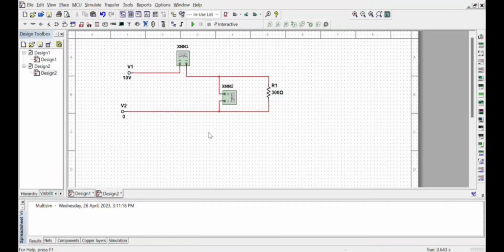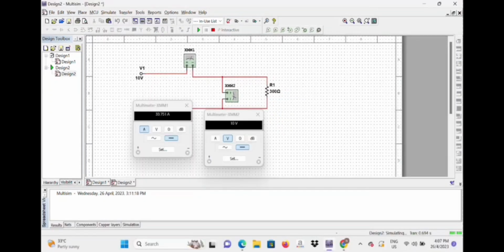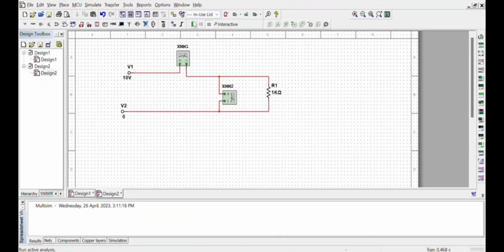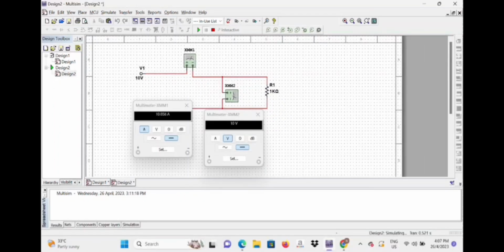So next, for 300 ohm, we run it and we get 33.751 on the ammeter, and we get the same value for the voltmeter, which is 10 volt. So for 1k ohm, we get 10.65 ampere, and the voltmeter we get 10 volt.